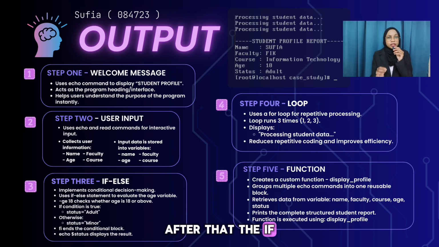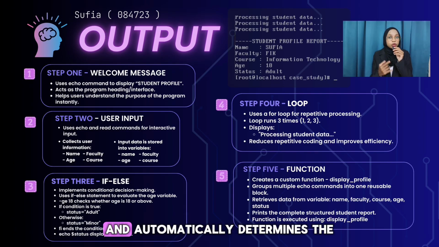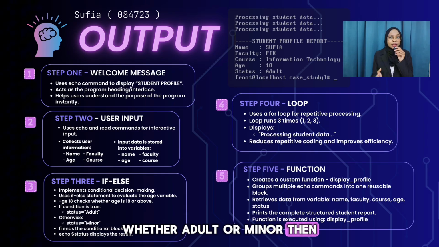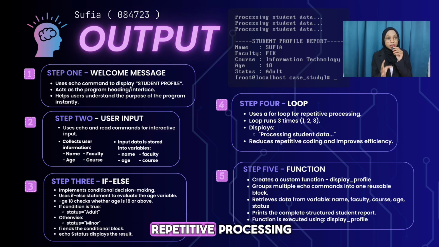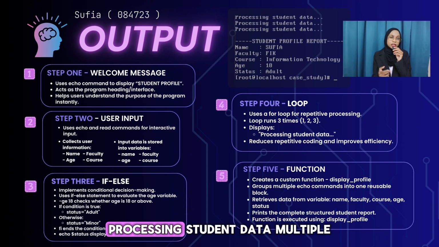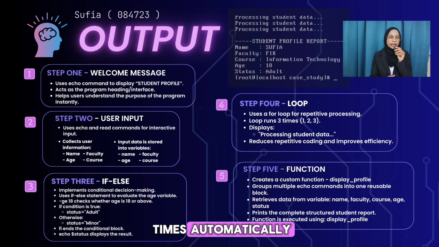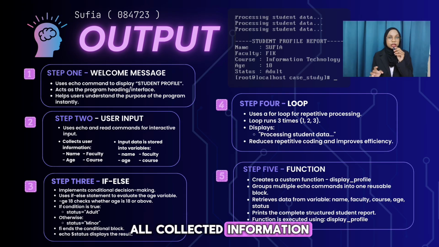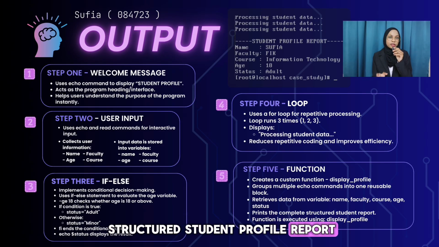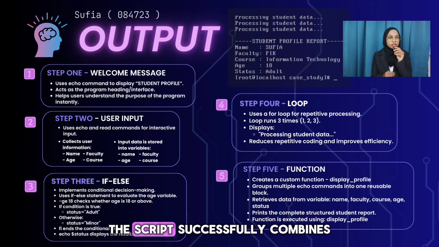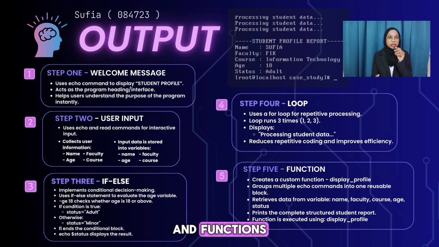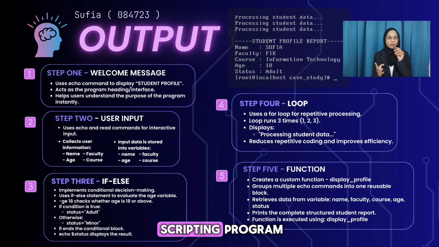After that, the if-else statement processes the age value and automatically determines the student status, whether adult or minor. Then, the loop section demonstrates repetitive processing by printing the message "Processing student data" multiple times automatically. Finally, the function section organizes and displays all collected information into a clean and structured student profile report on the terminal screen. Overall, the script successfully combines user input, conditional statements, loops, and functions into one complete shell scripting program.